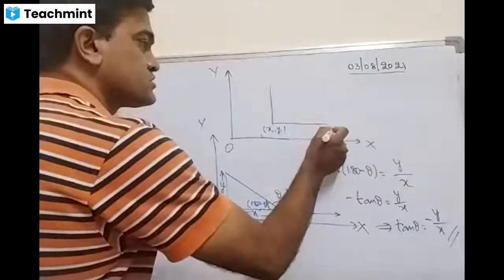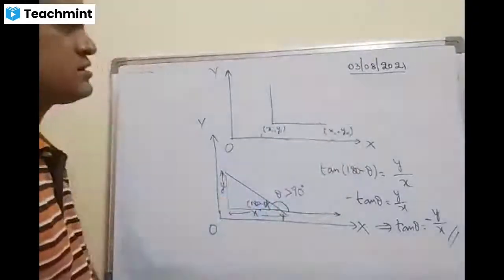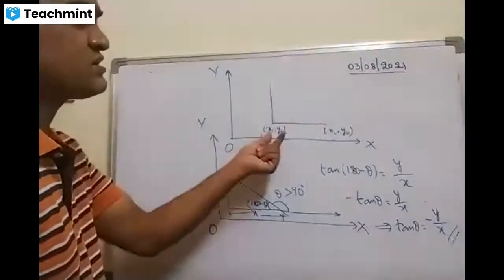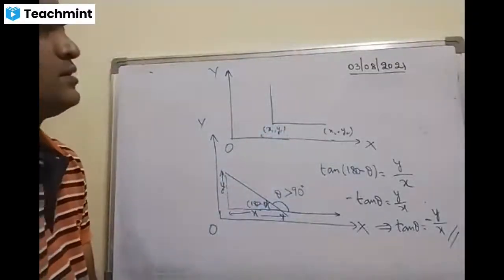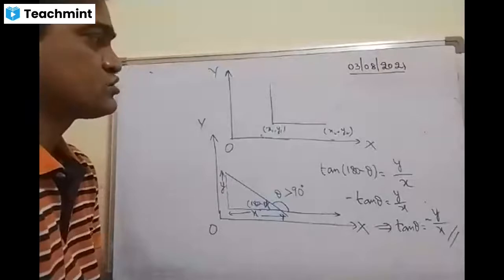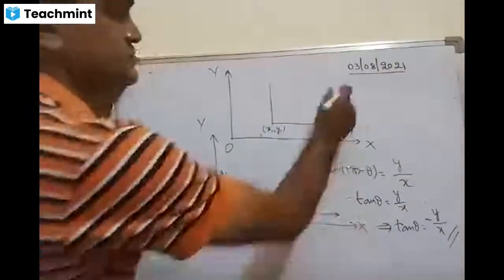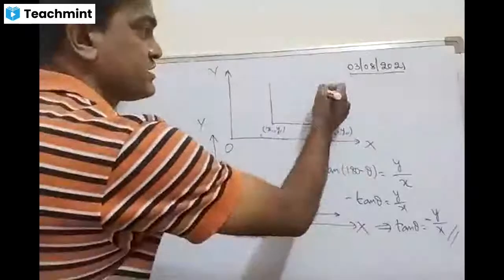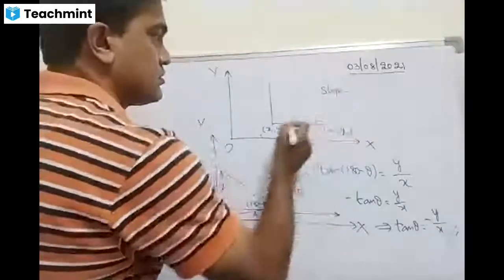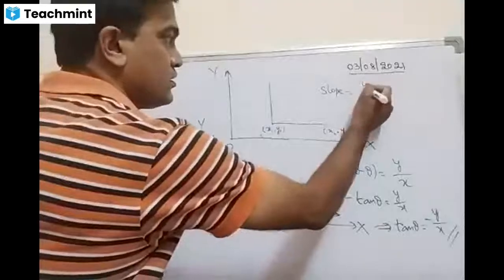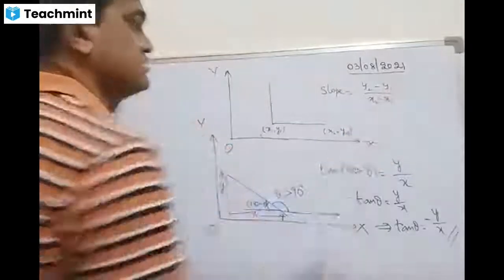Here let me take x2, y2. I have taken the points x1, y1 and x2, y2. What is the formula for slope in terms of x1, y1, x2, y2? Tan theta is equal to y2 minus y1 by x2 minus x1, right?